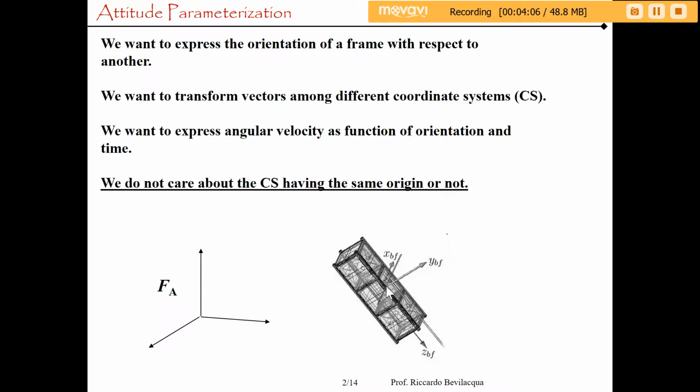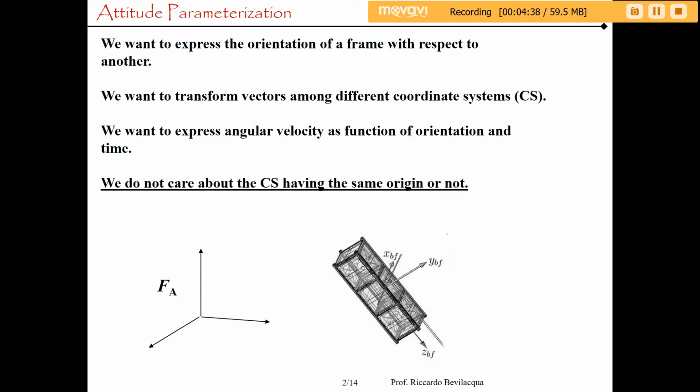So you want to represent how these three directions are evolving in time somehow with some parameters. For a particle, you would choose x, y, and z usually. So we want to express the orientation of a frame with respect to another. Please follow my mouse if you can. Once we're done with that, we'll be able to transform vectors among different coordinate systems. What you do in kinematics is express the angular velocity as a function of orientation and time. We do not really care about the origins here. So I've had this question in the past and in several of the classes.